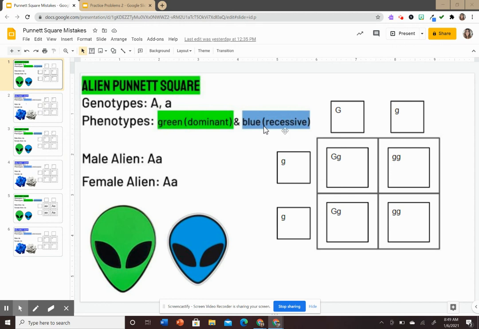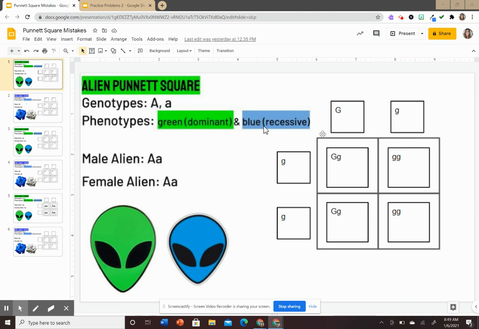So I'm hoping this looks familiar. I know December 16th feels like forever ago, but here is an example, okay? So this is an example that a student submitted. So again, we talked about the alien Punnett squares and the rose Punnett squares. Those were our two problems.